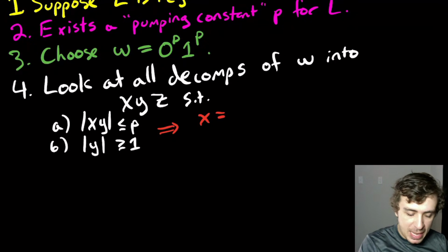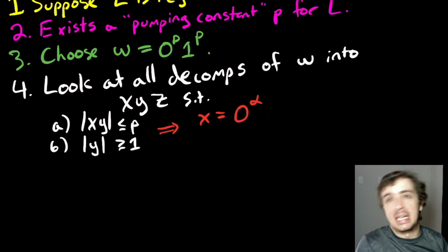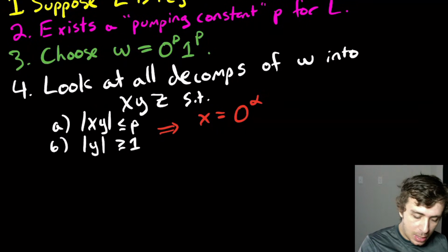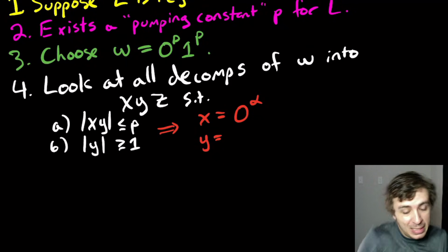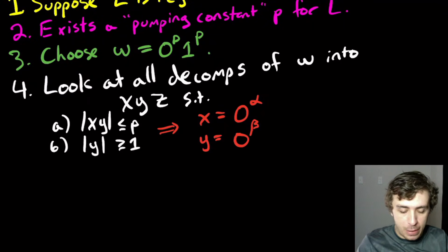I don't know how many, but let's just say alpha zeros. So alpha is the number of zeros that X has, the length of X. And Y could be a totally different number of zeros. I don't know for sure. Let's just call it beta for now.